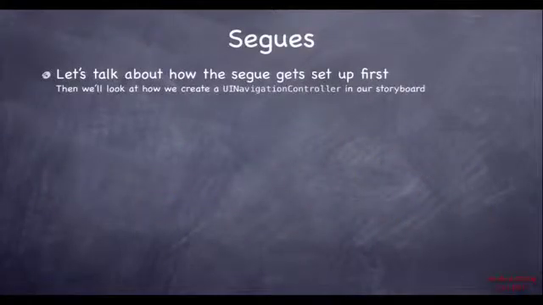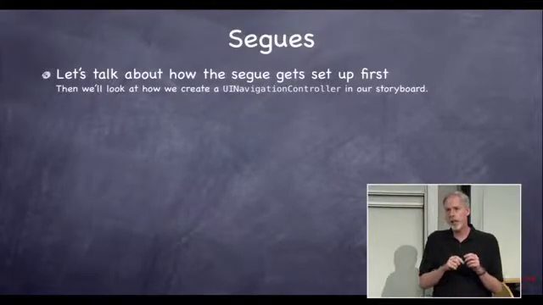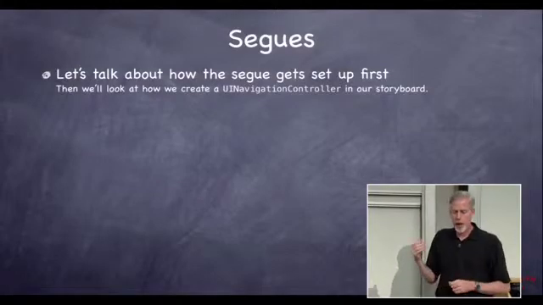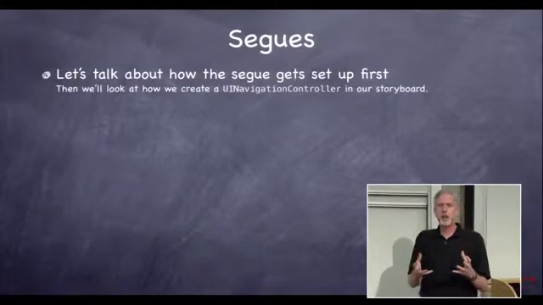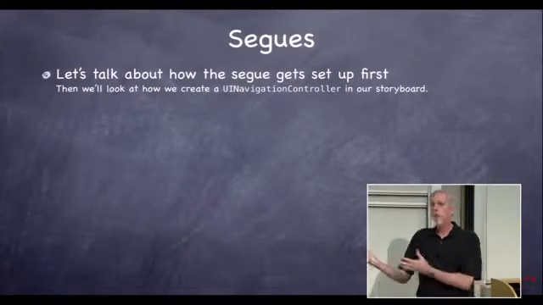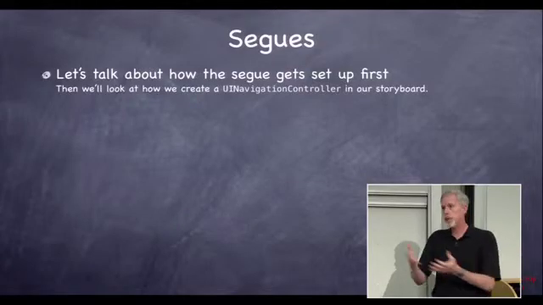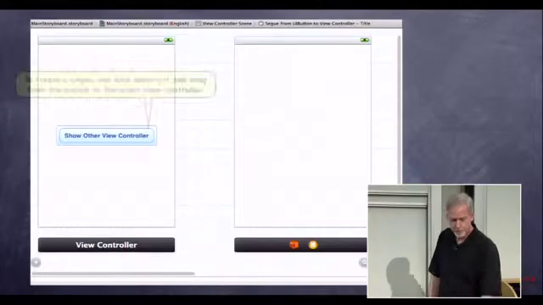Okay. Now, segues. So let's talk about how to get the segue set up first. The segue is the thing that made it so that it moved over to the other MVC. And we're going to talk about how to get that set up first. Then we'll talk about how we decide we want to be in a navigation controller. So there's two parts of this. Setting up the segue, just basically making it so that the graph button causes this thing to happen. And then there's putting it into the navigation controller.